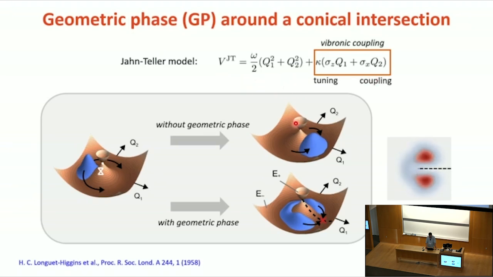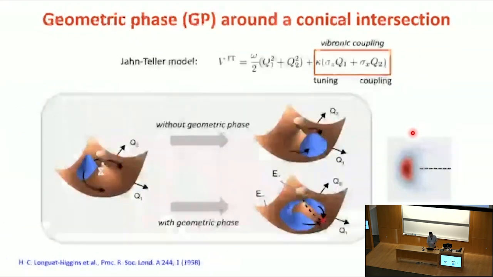The first term is the harmonic oscillators, and then on the vibrational coupling terms, there are two terms here. The first one is a Pauli sigma z coupled to Q1, which is called a tuning term. You can see this as a shift of the molecular electronic levels due to the coupling to mode 1. The second term is a sigma x coupled to mode 2, which chemists call the coupling term. You can think of this as a spin flip due to coupling to mode 2.